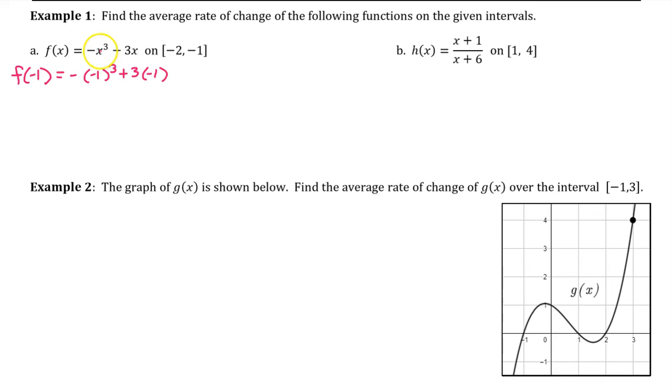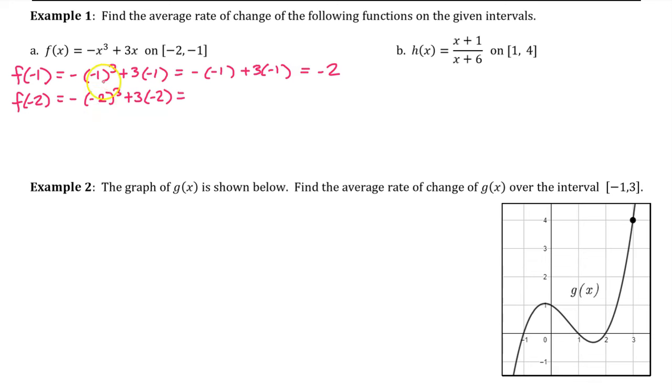So substituting -1 for x, we have this. -1 cubed is still -1, so we are left with the opposite of -1, which is +1, plus 3 times -1, which is plus -3. That is -2. Next, we need the value of the function at the other endpoint, f at -2.